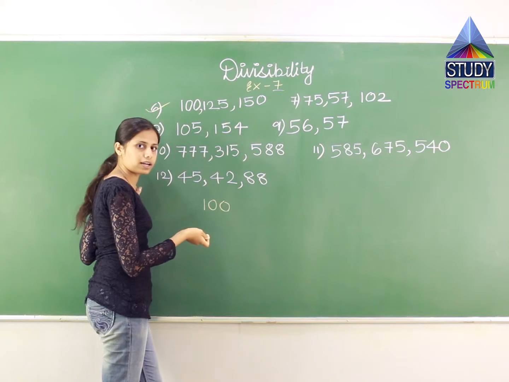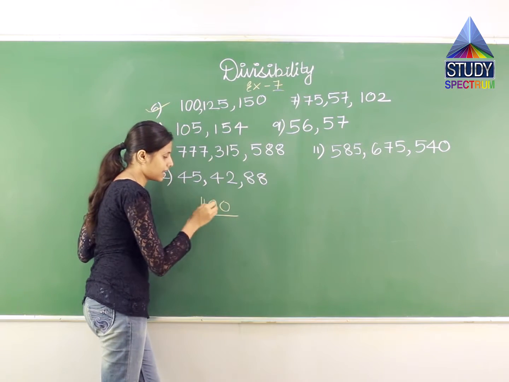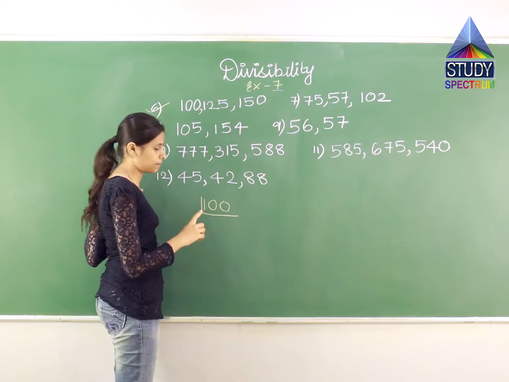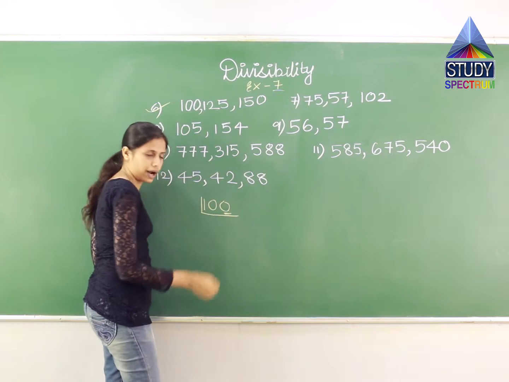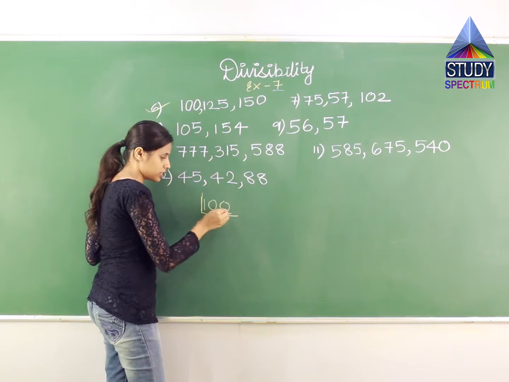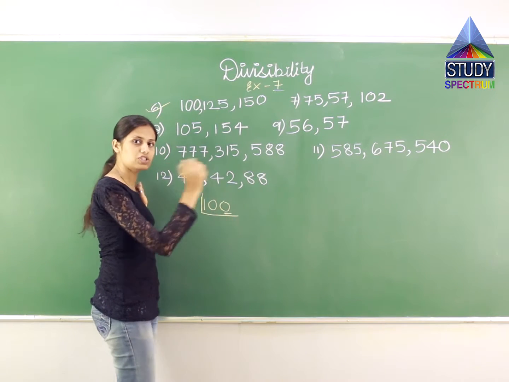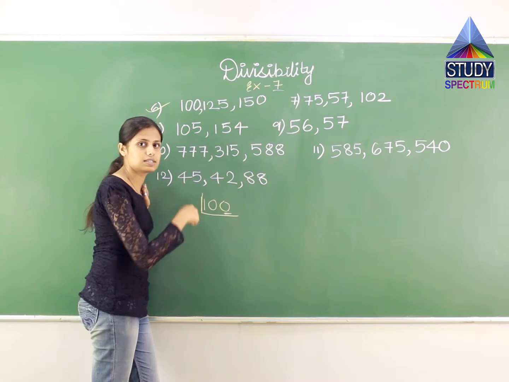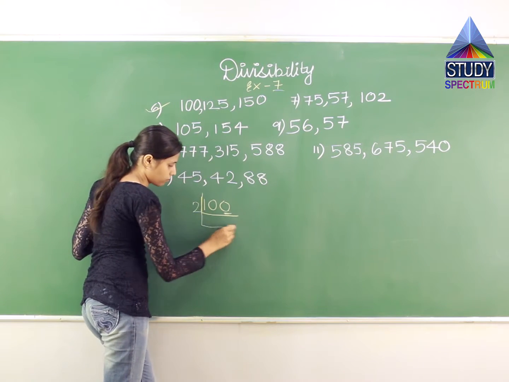How will I find the factors of 100? I'll put 100 in the factorization bracket. Then I'll see by applying the test of divisibility, 100 is divisible by which all numbers. So over here I have 0 at the end. Means this number will be divisible by what? 0 is an even number, right? So it will be divisible by 2, because any number which has an even number at the end is divisible by 2. So I'll divide it by 2.